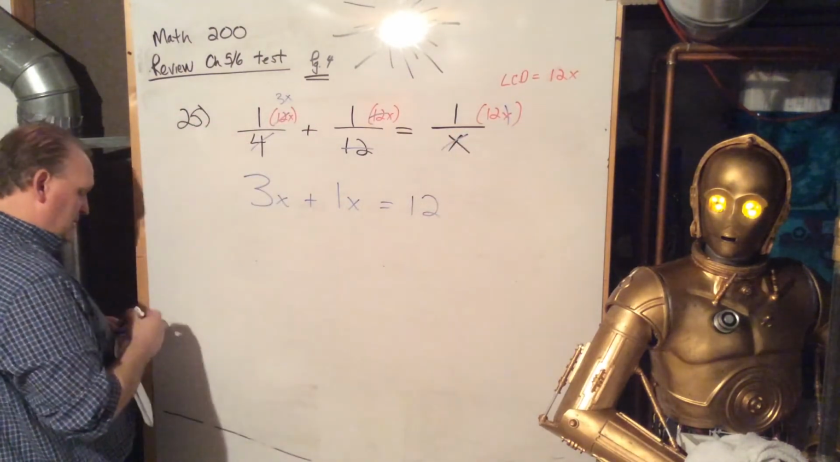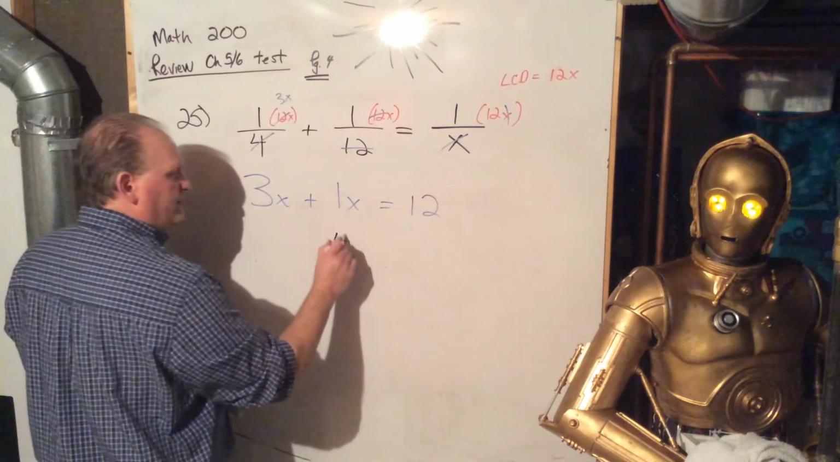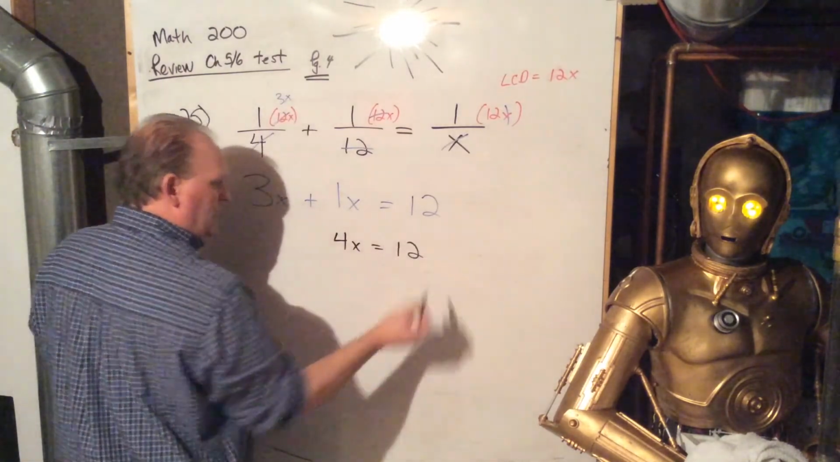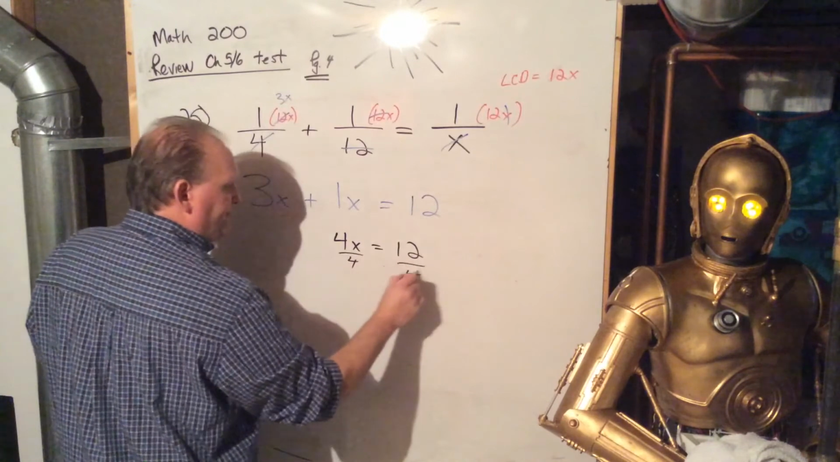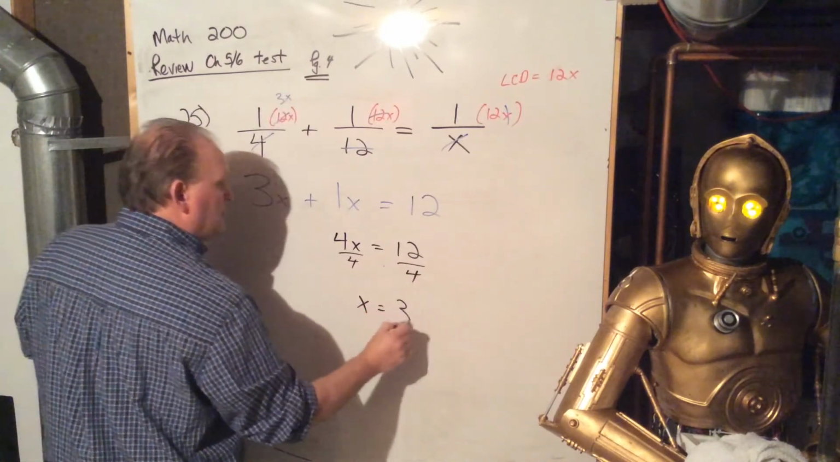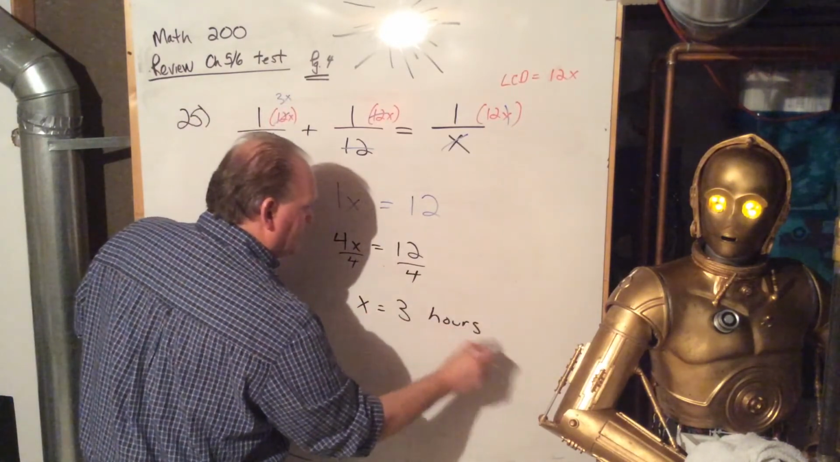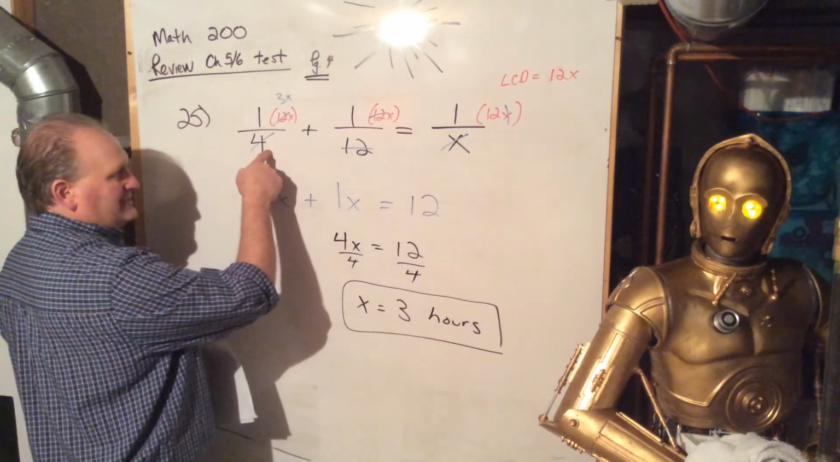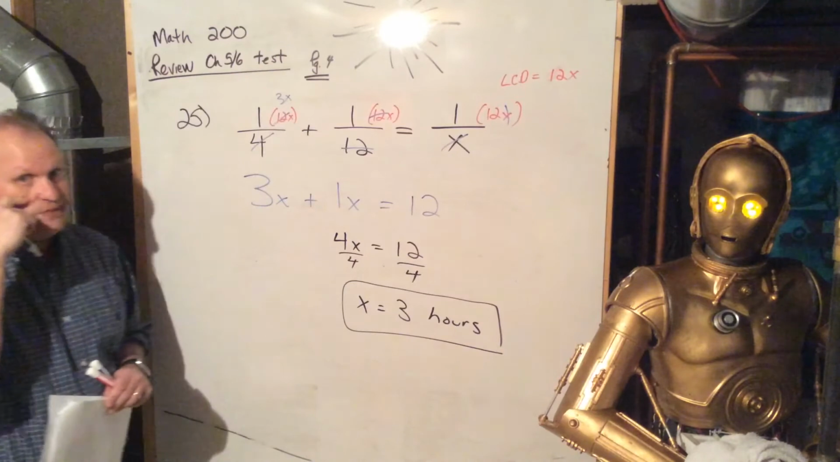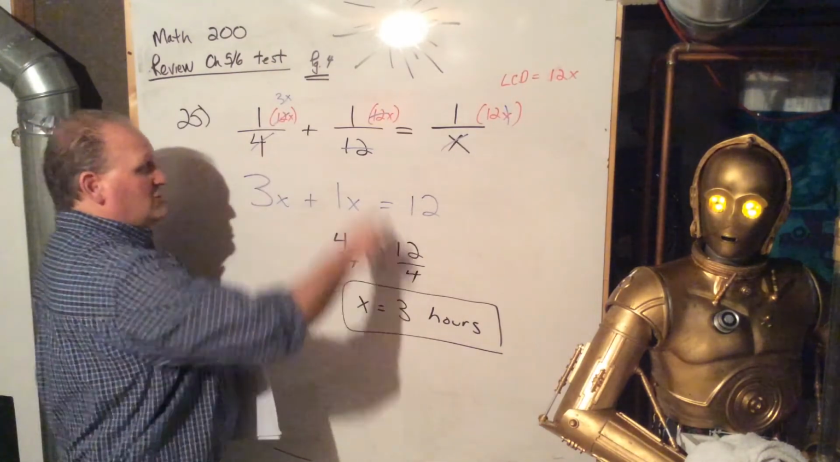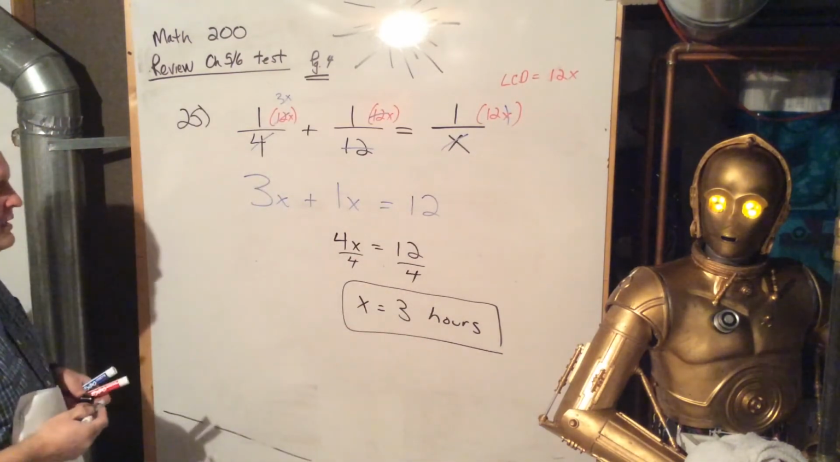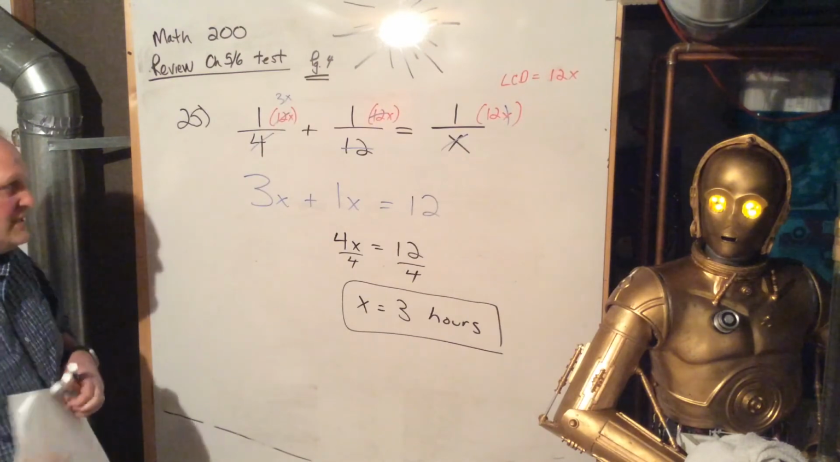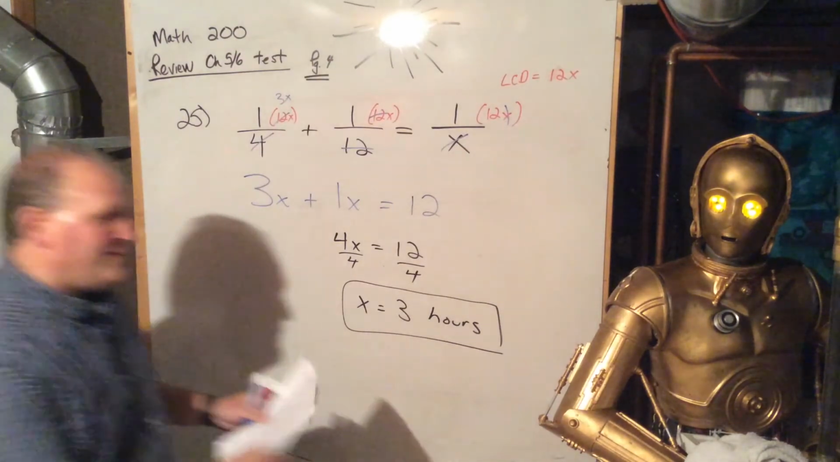And so now, easy peasy, combine like terms. 4x is equal to 12. And divide out the 4, x is equal to 3 hours. Now, that does make sense. It should be a number less than what Sidney could do the whole job in, 4 hours by herself. So if her son is helping, it should have been a number less than 4, and it was. So 3 hours is the answer for number 25.